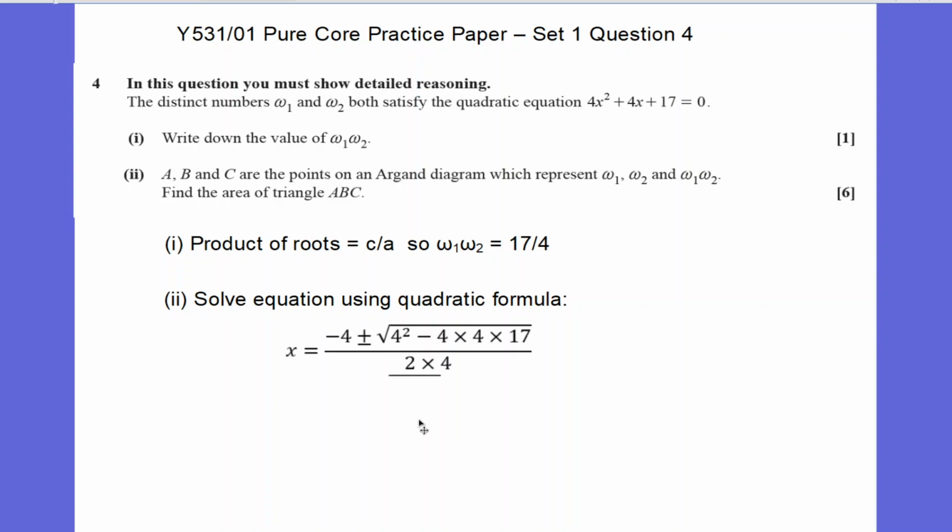You put all your values in, remembering you do now need to show detailed reasoning. You can't just write them down. You work on through and you end up with the roots being minus a half plus or minus 2i. You could then, of course, check it with your calculator, having worked it out. So having found what omega 1 and omega 2 are, we can now draw the Argand diagram.